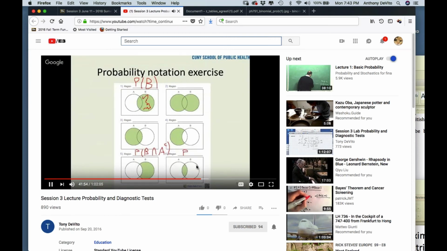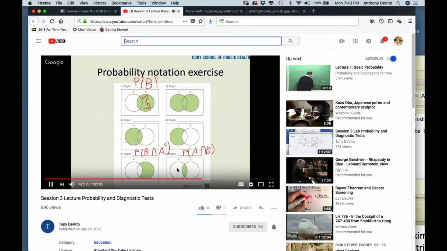Oops, we're going down here. What do you guys think of number 6 down here? Yeah, A intersection B. Right, get that right, because both of them are overlapping.